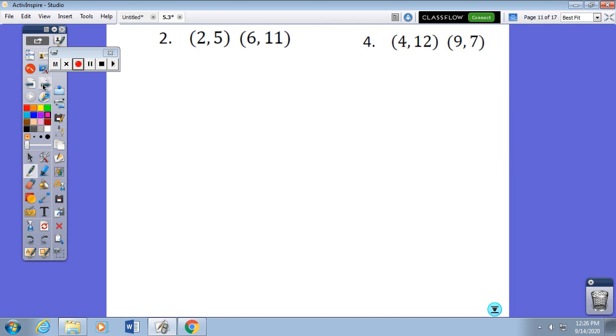Try another one. If you want to use the formula, you can feel free to use the formula. That's this formula here. It's at the top of your page. If I write it correctly here, I apologize. It's at the top of your page. M equals y2 minus y1 over x2 minus x1.